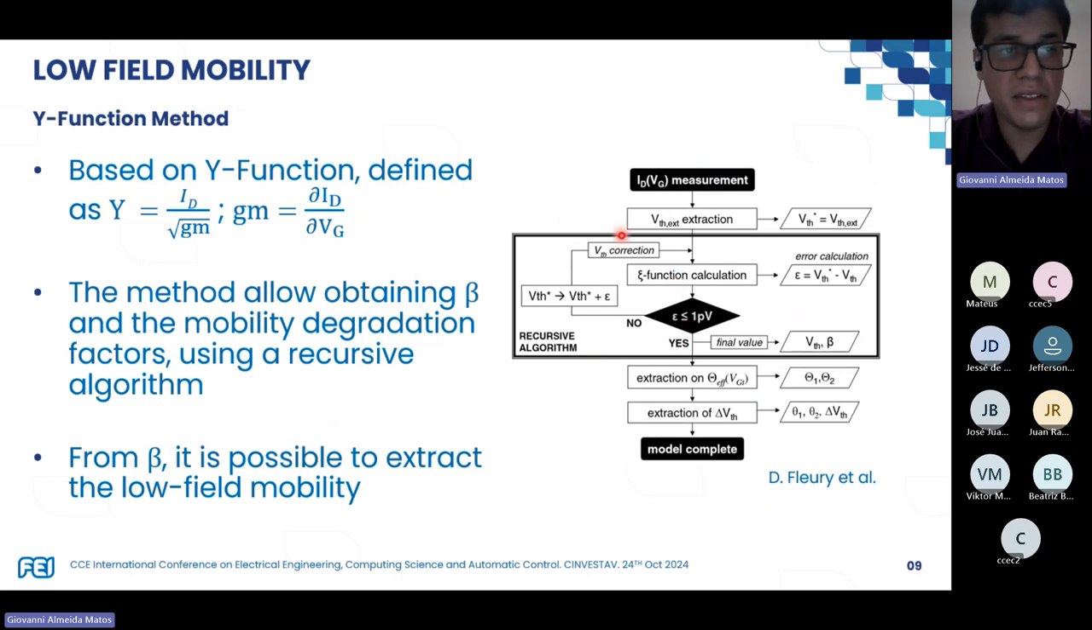The low field mobility is extracted by the Y-function method. The Y-function is defined as the drain current over the square root of the transconductance. The transconductance is the derivative of the drain current with respect to the gate voltage. This method allows us to obtain the beta factor and mobility degradation factor using a recursive algorithm. From the beta factor, it's possible to extract the low field mobility.